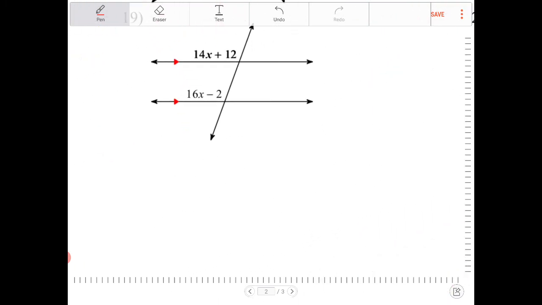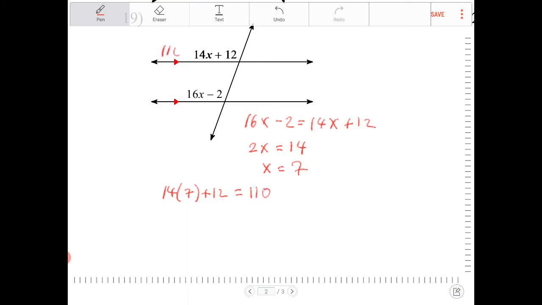These are corresponding angles. So I know corresponding angles are going to be the same, so therefore I say 16x minus 2 is equal to 14x plus 12. Subtract both sides by 14x, I end up with 2x. Add both sides by 2, I end up with 14. Divide by 2, I end up with x is equal to 7. And if x is equal to 7, I get 14 times 7 plus 12. That will be 98 plus 12. That will be 110. So this is 110.